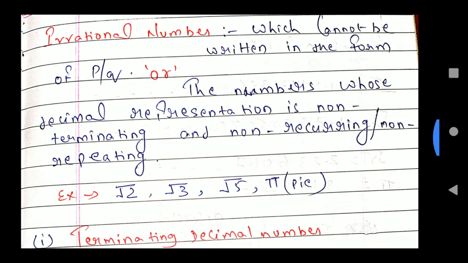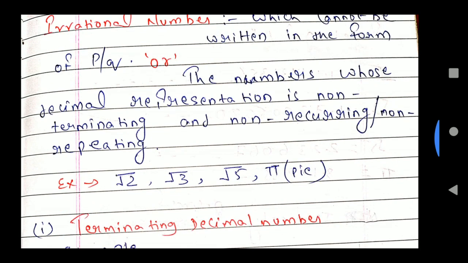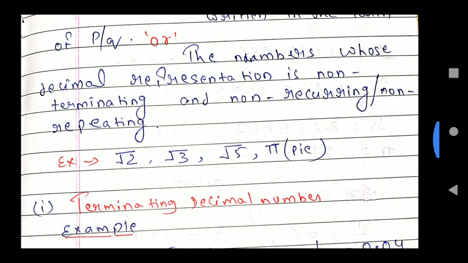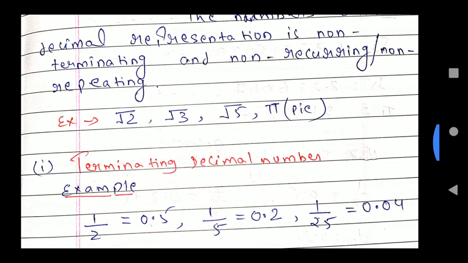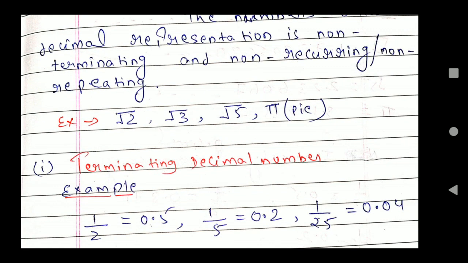Next, see the terminating decimal number. As the name says, terminating means we terminate, or we can say the remainder is 0. Suppose we take an example: 1 by 2. In rough work you divide 1 by 2 and the remainder is 0. When we divide 1 by 2, we get 0.5, and the remainder is 0. You can make it in rough and see.